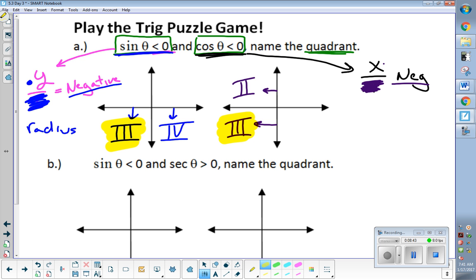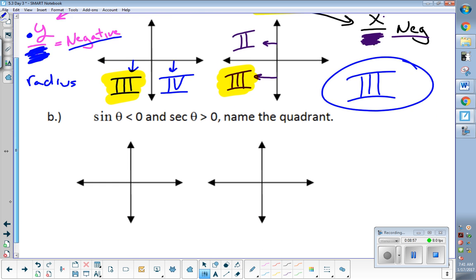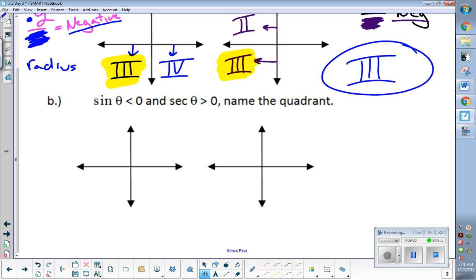Quadrant 3 is the one that matches up. So name the quadrant. Which quadrant does this thing work for? The answer is quadrant 3. As you get better at this, you can go way faster than that. Some of you already, I'm sure, can go quicker, but that's the idea.